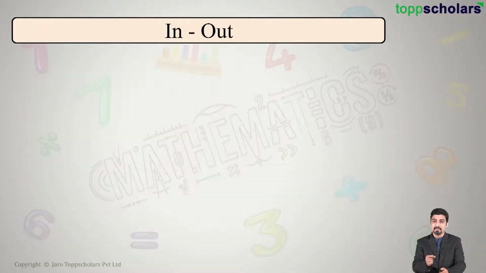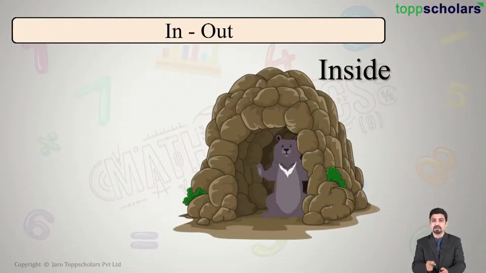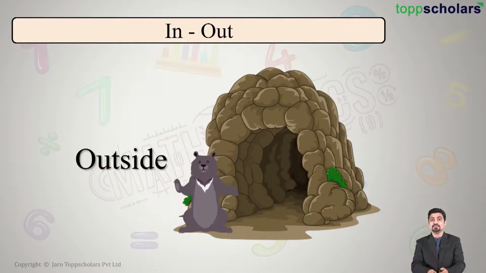Simple. Next, let us take one more example. Do you see the bear? The bear is inside the cave. It is hiding inside. Shall we call it outside? Yes. The bear has now come outside the cave, right? So we saw what we mean by inside and outside, correct?